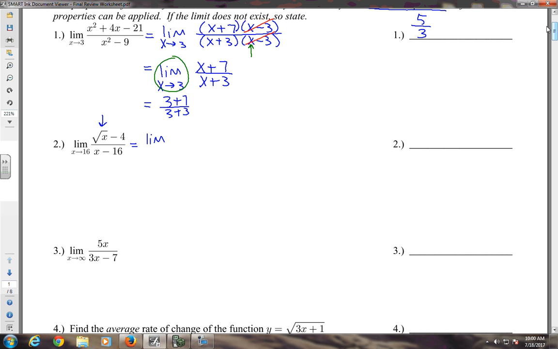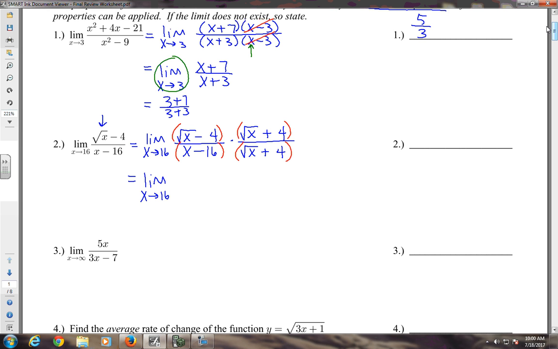So I'm going to multiply the top and the bottom by the conjugate of that numerator. That means I'm going to use the same two terms, but a different sign in between. So we'll multiply the top and the bottom by the square root of x plus 4. I'm going to add some parentheses here to kind of guide our thinking. That indicates that we should FOIL.